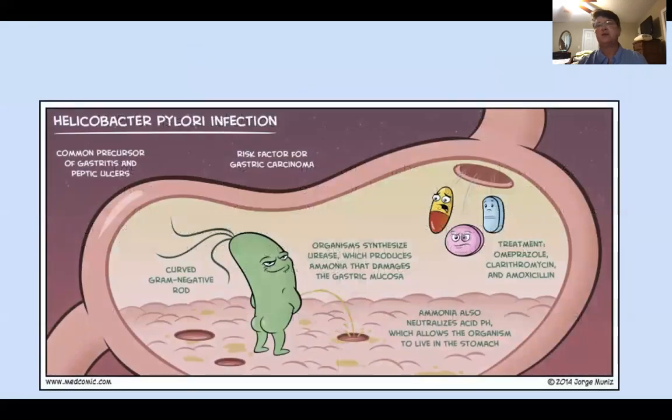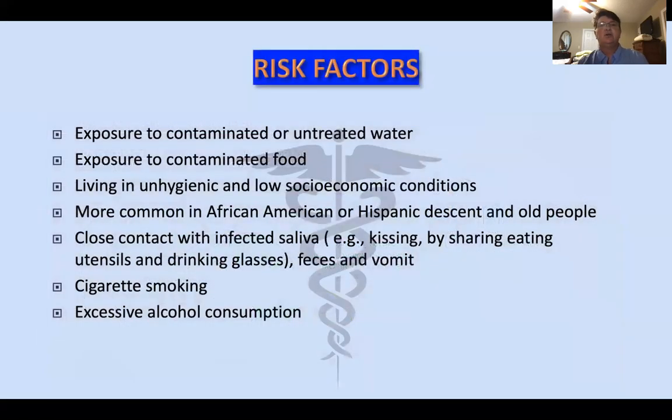H. pylori is one of the most common chronic bacterial infections in humans, and 25 to 35% of people in the United States are affected by it and unaware they have it. The risk factors are contaminated or untreated water, contaminated food, and living in unhygienic or low socioeconomic conditions. African Americans and Hispanic individuals are affected more by it, as well as older adults. Close contact with infected saliva, feces, or vomit can transmit the bacteria. An increased risk is involved in cigarette smoking and excessive alcohol intake.